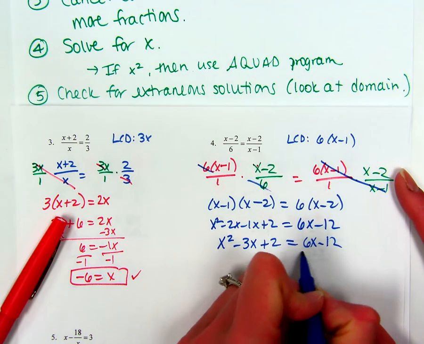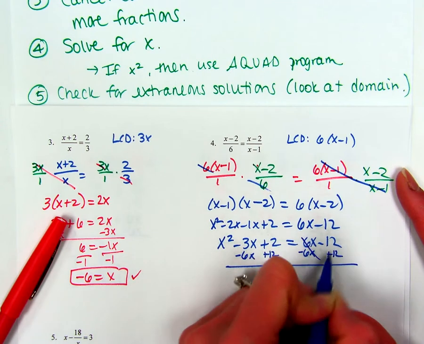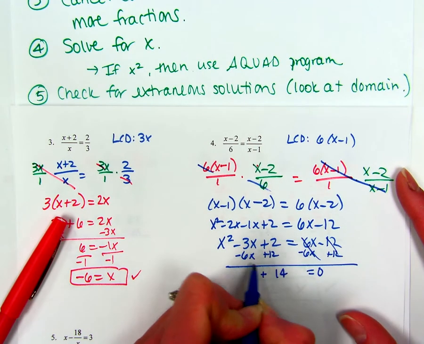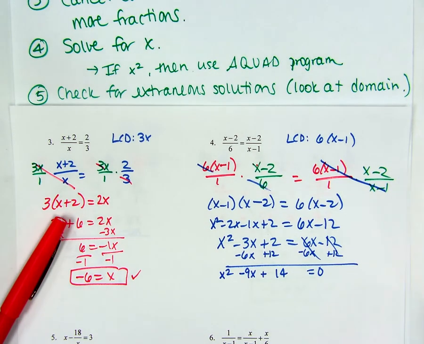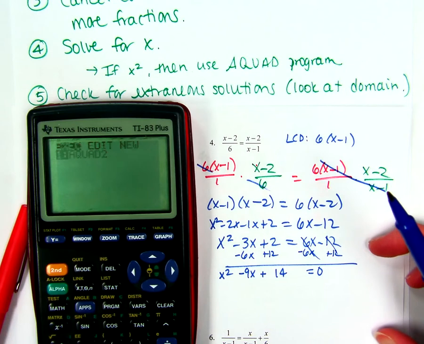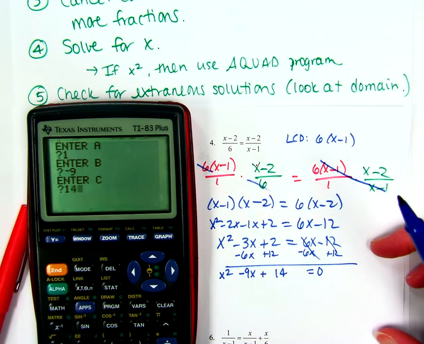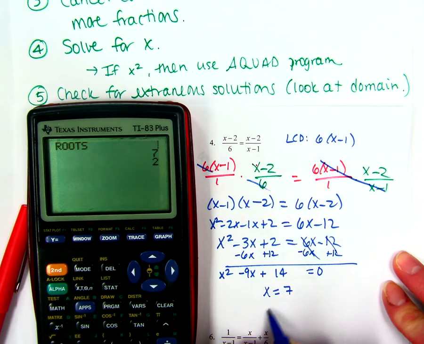so I'm going to get everything on one side, and then I'm going to use a quad. So you want it to equal 0. I'm left with 14, negative 9x, and x squared. If you want to, you could factor, but instead I'm just going to use my A-quad program, because I think that would be the fastest way to do the problem. A is 1, B is negative 9, and C is 14. So my answers are x equals 7 and x equals 2.